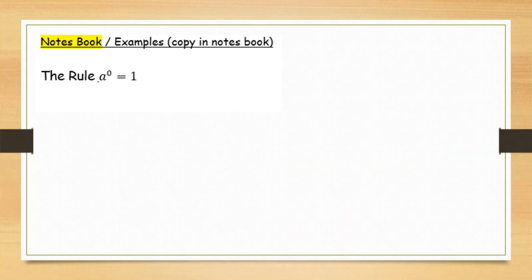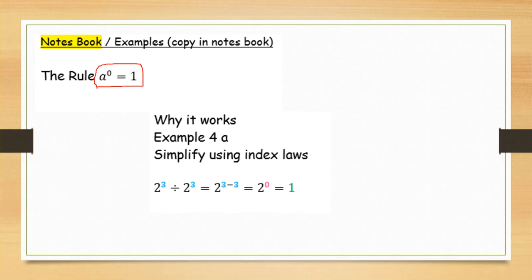Today we're going to talk about this rule. Anything to the power of 0 equals 1. So a to the power of 0 equals 1. So going back to our divisions, if we have 2 cubed divided by 2 cubed, we subtract the indices. 3 take away 3 is 0. And when we have the same number divided by the same number, we get 1. 2 to the power of 0 equals 1.